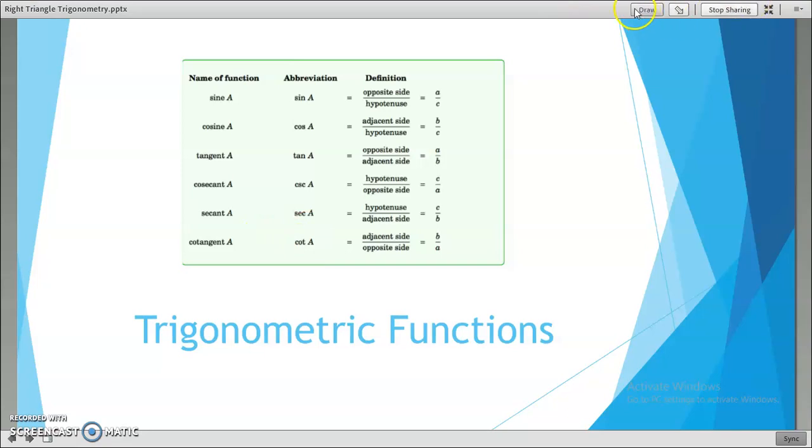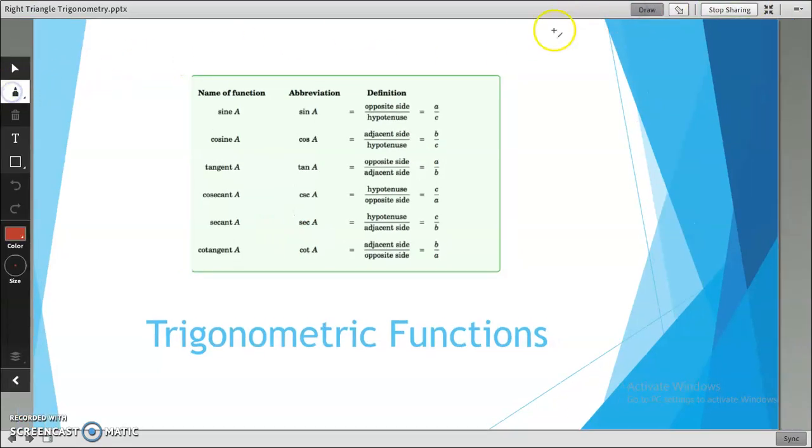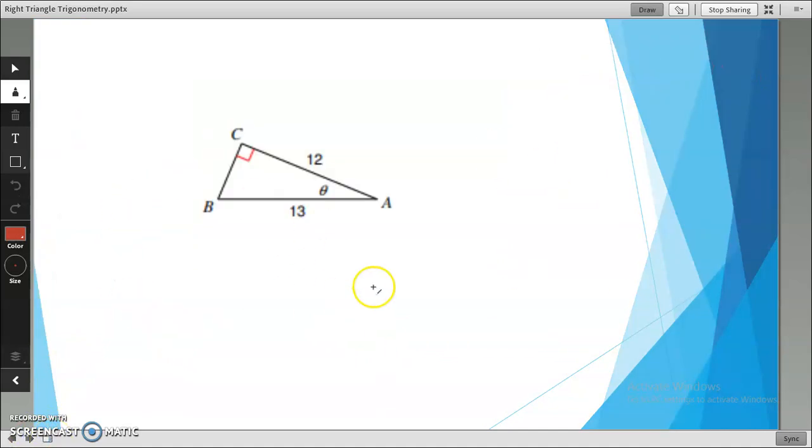Another way to remember this is SOH CAH TOA, where SOH stands for sine is equal to opposite over hypotenuse. Cosine, CAH, is equal to adjacent over hypotenuse. And TOA is tangent equal to opposite over adjacent. And this only applies to right triangles. Okay, so again, this only applies to right triangles.